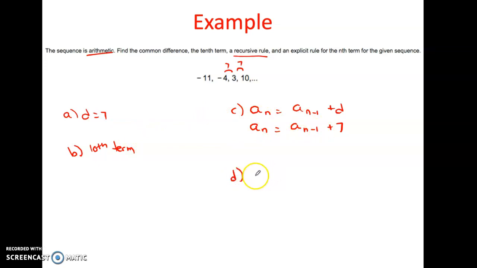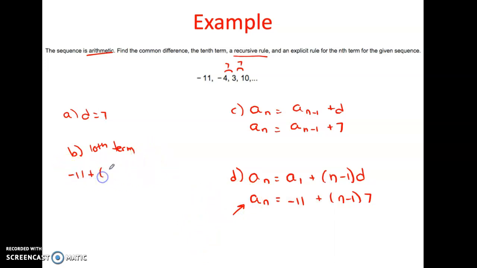All right, explicit rule. A sub n, take the first term, and to that, you are going to add the product of n minus 1 times d. So a sub n is going to equal the first term, which is negative 11, plus n minus 1 times 7. So now I like to use, again, this one to find the 10th term. So the 10th term is negative 11 plus 11 minus 1 is 10 times 7. So negative 11 plus 70, which is 59. And if you kept going, you would see you get 59 in the 10th term.